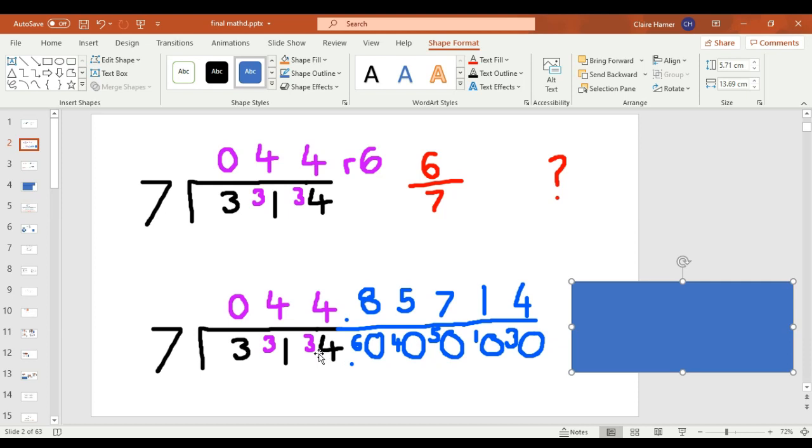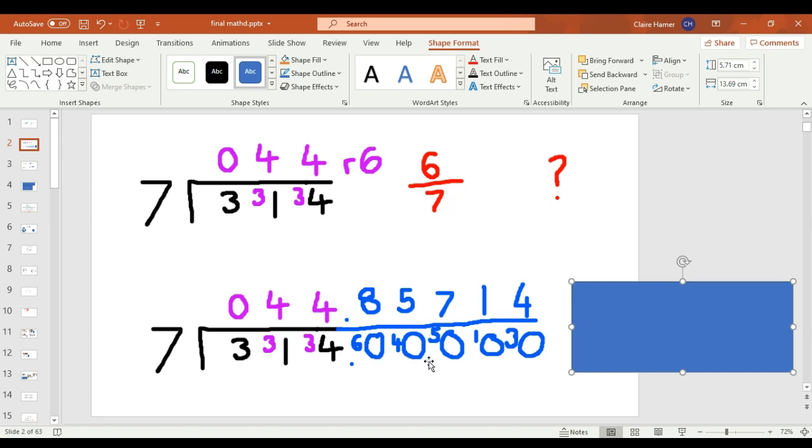So I would ask myself how many groups of 7 can I make out of 34? I knew that I could make 4 groups, which would use 28, and I had 6 left over, so a remainder of 6. So instead of writing R6, I passed it over the decimal point and I put it in front of the 0. Then I said to myself, how many groups of 7 can I make out of 60? Well, 8 groups, remainder 4. So you can see how it just carries on this process.